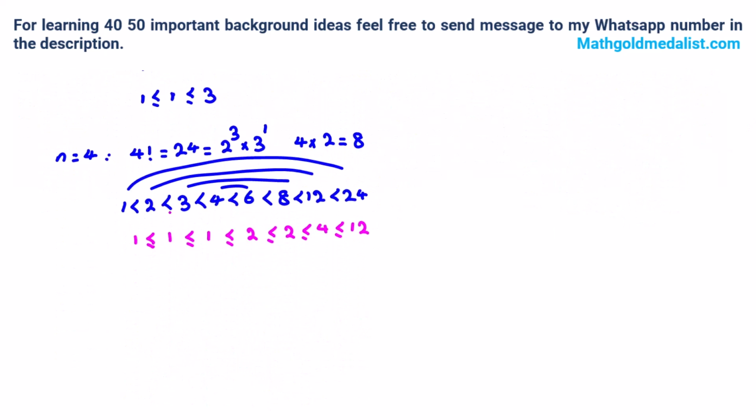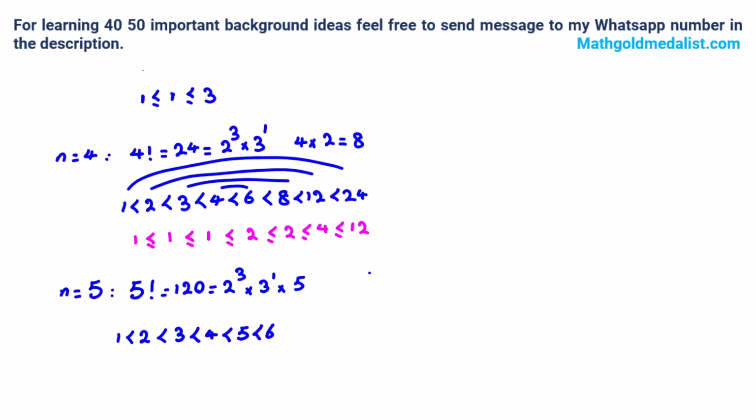But we've not found an idea. So let's keep writing. n equals 5. 5 factorial, we should multiply 5 by this number, is 120, which is 2 cubed times 3 to the 1 times 5. And if you write the divisors, it's 1, 2, 3, 4, 5, 6. The number of divisors is equal to 4 times 2 times 2, which is 16.